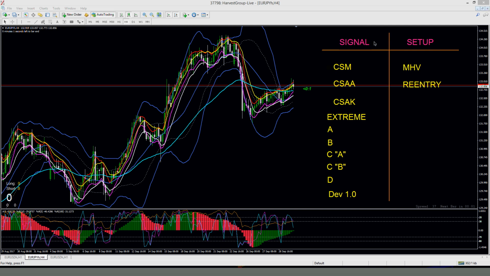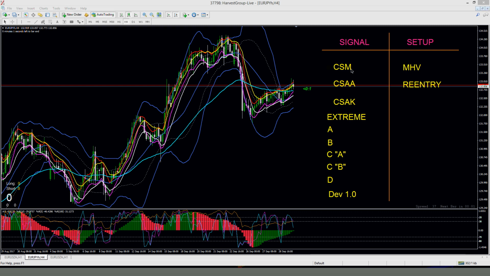Let's start again. Let's move on to signal and setup. So obviously, in BBMA, there are four signals. The first one is candlestick momentum, which I already highlighted earlier on. Whenever you have a candle that closes outside the Bollinger Band, then this is a candlestick momentum.